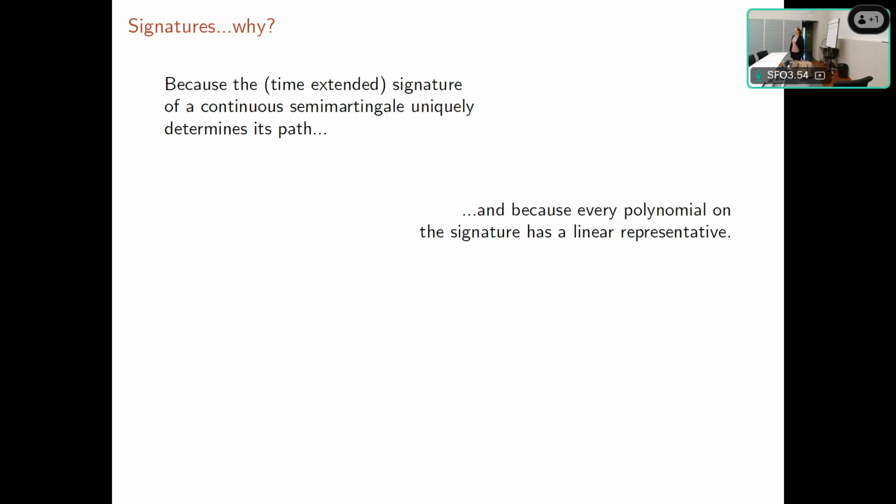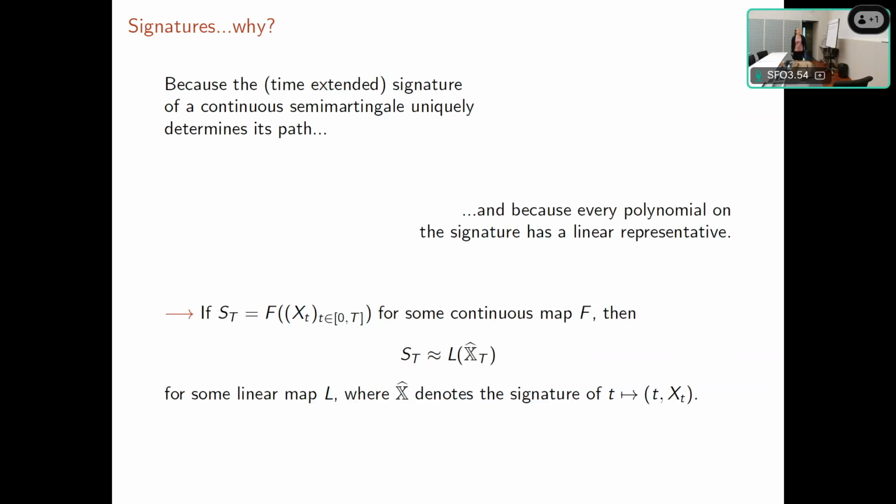You can also do it with jumps. The signature gets a bit more complicated, but you can do it. The second reason is because every polynomial in the signature has a linear representative. Every time that you write a polynomial map, you can also write it as a linear one. We will see an example, and then you see immediately where this link comes from.